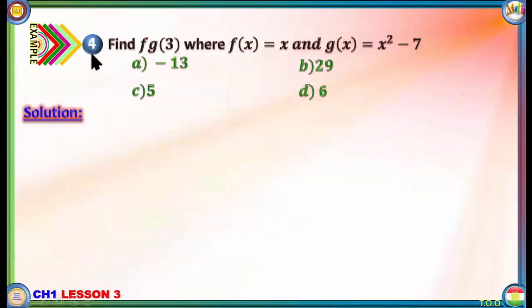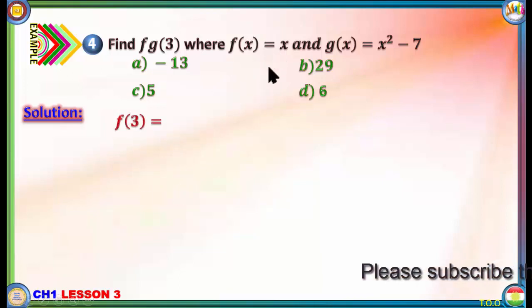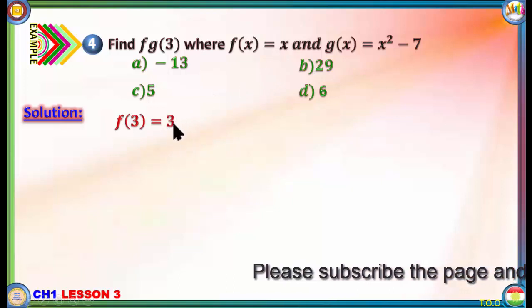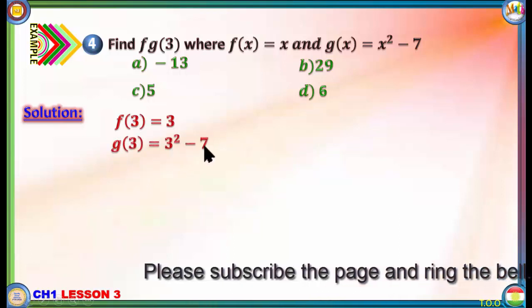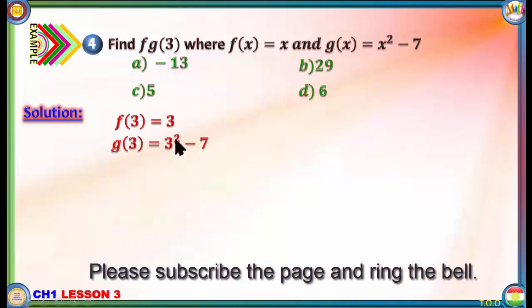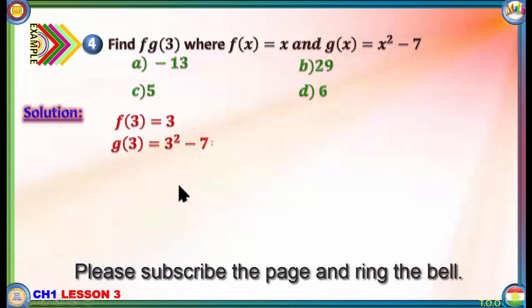Example number 4. Find (fg)(3) where f(x) is x and g(x) is x squared minus 7. For (fg)(3), first of all find f(3) and g(3). f(3) is 3, replacing 3 in place of x. g(3) is 3 squared minus 7. 3 squared is 9, minus 7 is 2.